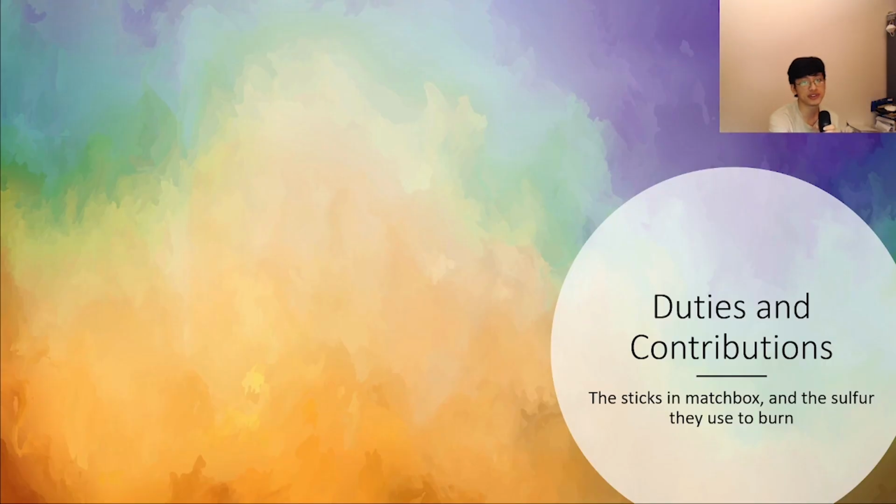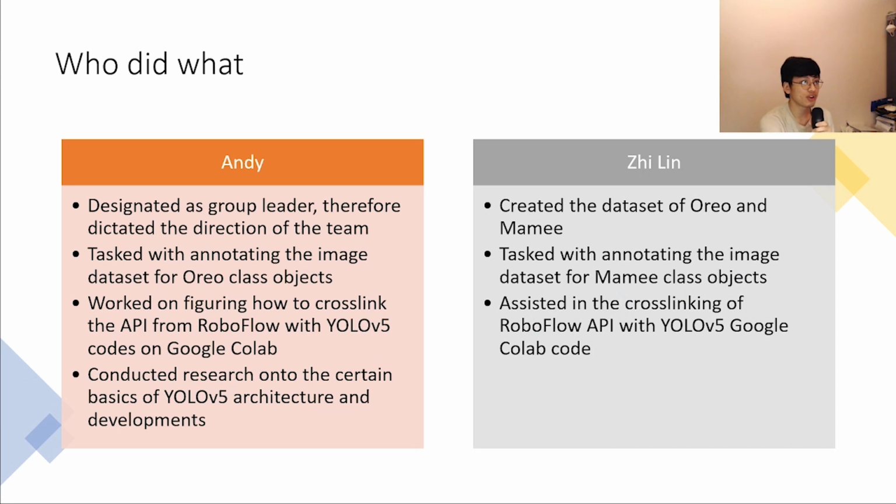So let's talk about the duties and contribution of our group members. For my part, I have been designated as group leader. Therefore, I dictated the direction of the team. Secondly, I was tasked with annotating the image dataset for Oreo class objects. Thirdly, I worked on figuring out how to cross-link the API between Roboflow and the YOLOv5 code on Google Colab. This practically means how we transfer things from Roboflow to YOLOv5. And last but not least, I conducted research into certain basics of YOLOv5 architecture and developments.